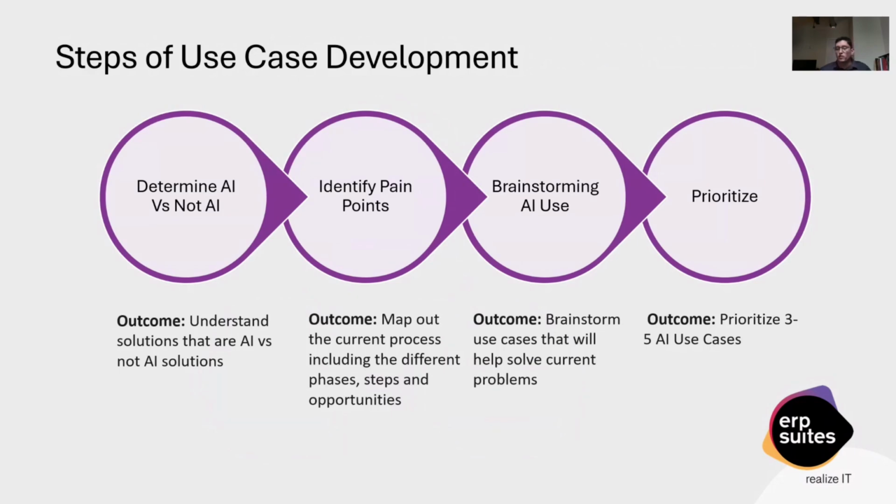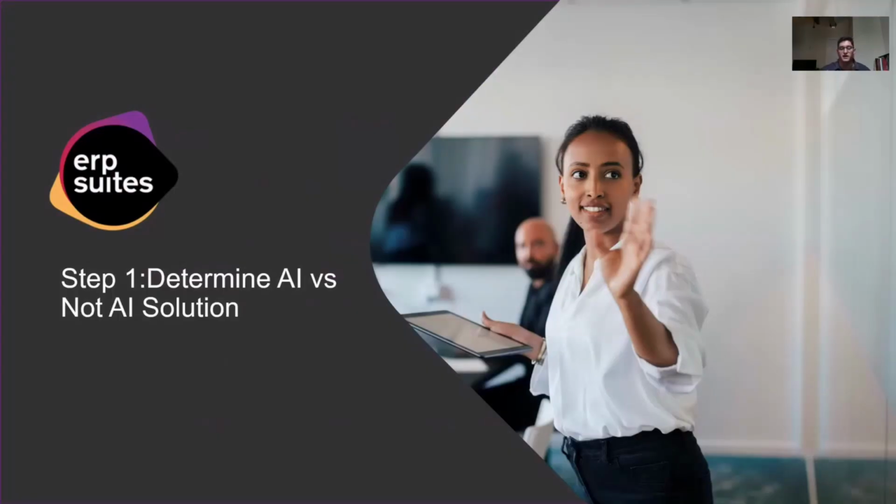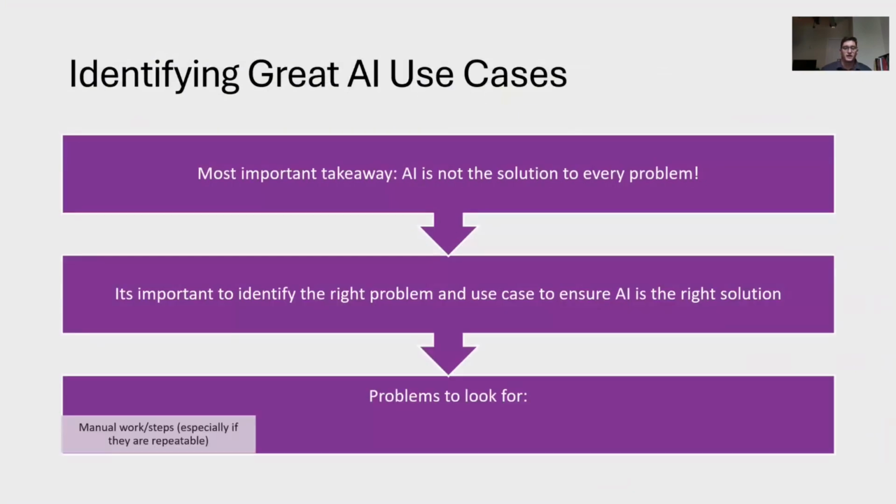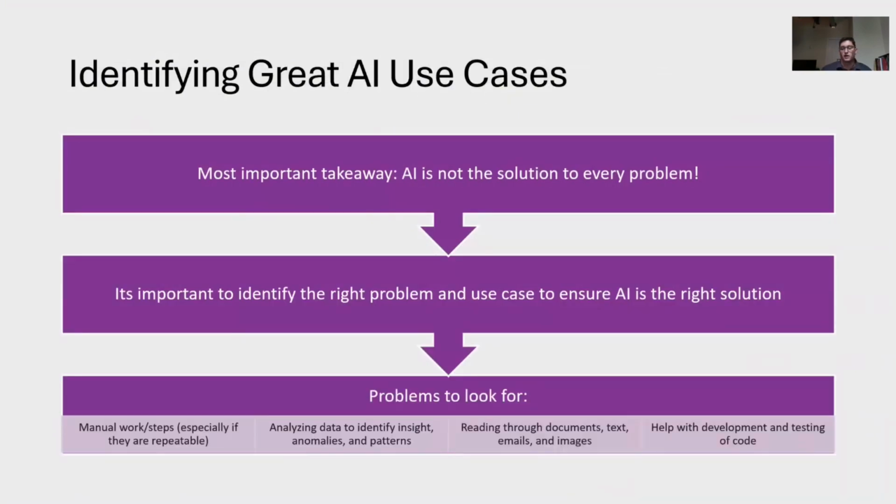So with that, step 1 is determine AI versus not AI solution. The biggest thing is just knowing that AI does not solve every single problem, right? You don't want to just implement AI into your business. You don't want to just do it to get a competitive advantage against your customers or your current market, right? You really want to identify the right problem, as we talked about, that fits that specific AI use case to build out the right solution.